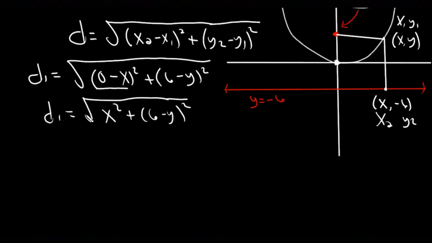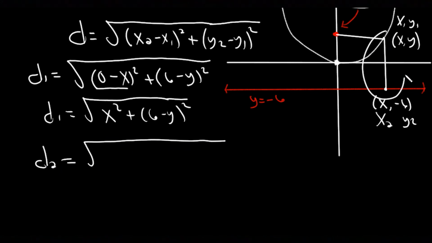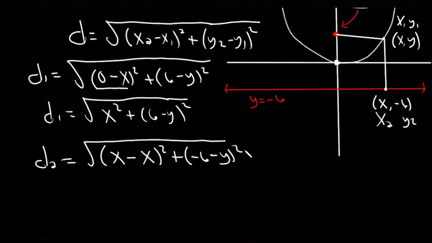So to get distance 2, we're going to go ahead and scroll down. And we're going to do the same thing here now, except we're going to be using different values. So distance 2 is equal to the square root of, and again, now we're doing this distance here. So my x2 here is going to be x. So in parentheses, I have x, and then minus my x1, which is going to be x as well. And then I'm going to square it. Then I have plus my y2, which is going to be negative 6, minus my y1, that's going to be y, and then square it.